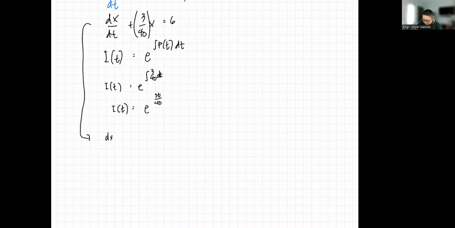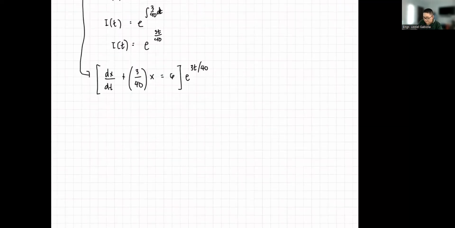So, this is just a review na lang, ano? Kaya hindi ko na masyado i-detail to or i-explain thoroughly. Pero ginagawa ko yung step na ginagawa natin before. e raised to 3t over 40. Okay? So, try kong i-multiply na din ng dt, no? Para diretso na tayo. So, this will be e^(3t/40) dx, okay, plus 3 over 40 x e^(3t/40) dt is equals to 6 e^(3t/40) dt.